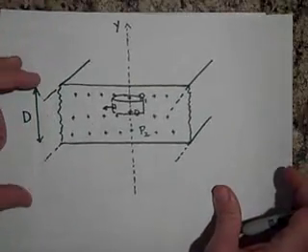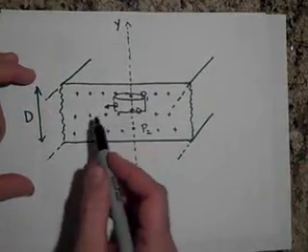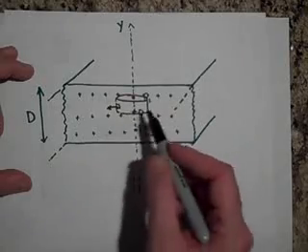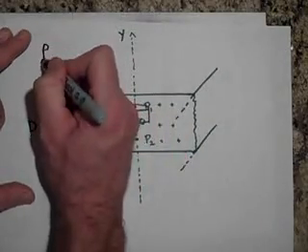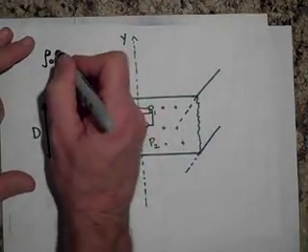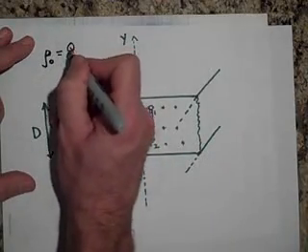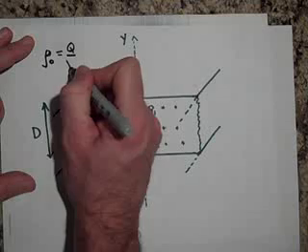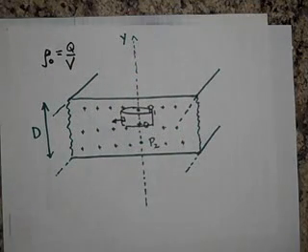Now let's say that the charge density of all these charges embedded in there is rho naught. That's the charge per volume, and that's a known.